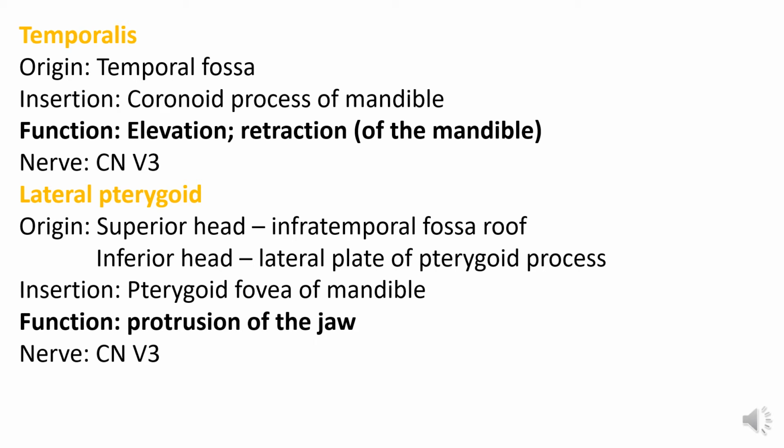Next, taking a look at the lateral pterygoid. The origin of the superior head is from the infratemporal fossa roof, and the inferior head is from the lateral plate of the pterygoid process. Its insertion includes the pterygoid fovea of the mandible. The function, which is also important to take note of again, includes protrusion of the jaw.